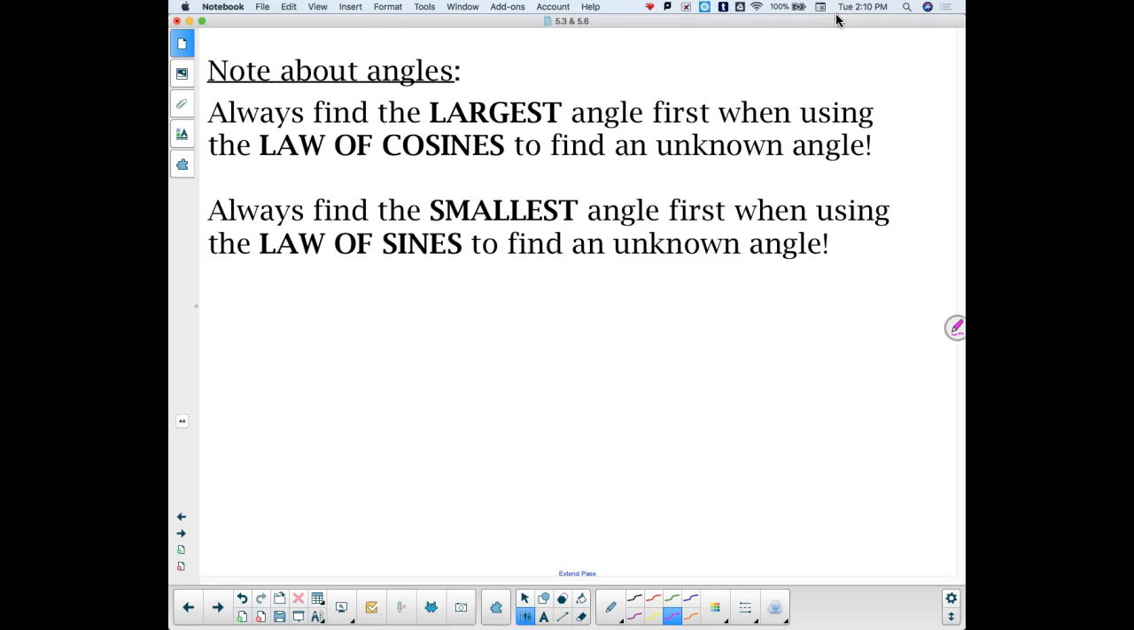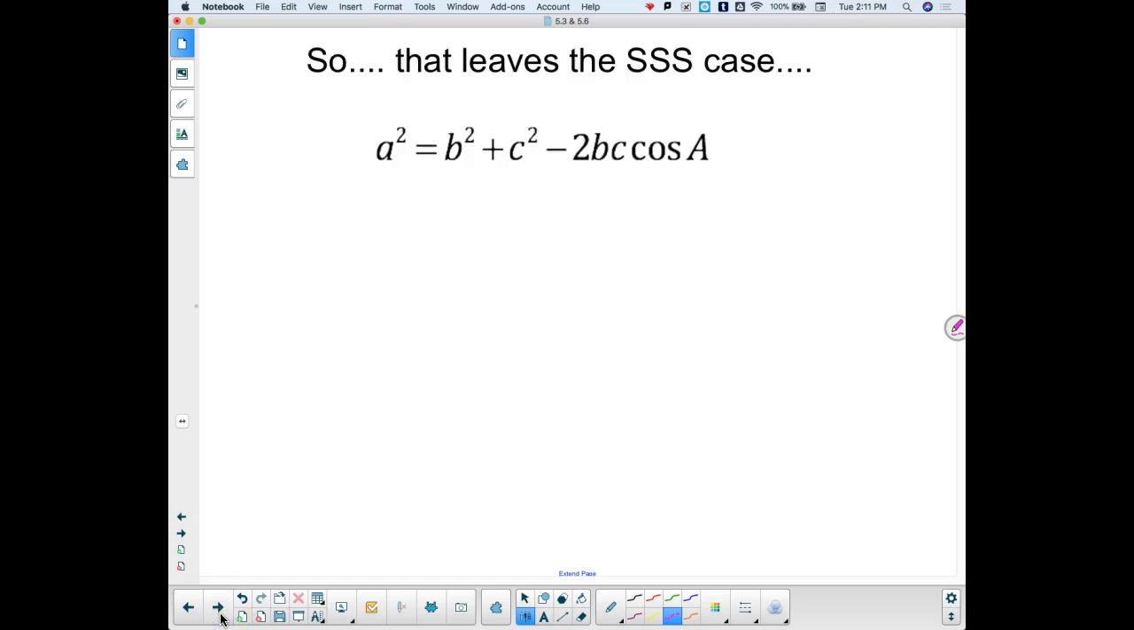So that's wide open. So we take the big one and get the big one out of the way. Because then, after you do the law of cosines one time, you switch over to the law of sines. Since you've eaten up the biggest angle, now you can find the smallest angle using the law of sines. So that's a definite good hint that you should know: biggest angle with law of cosines, smallest angle with law of sines. Okay? So that narrows us down to now the side, side, side case.